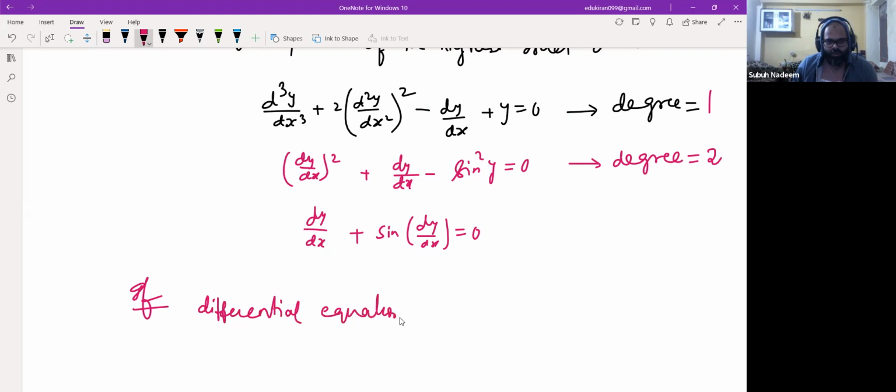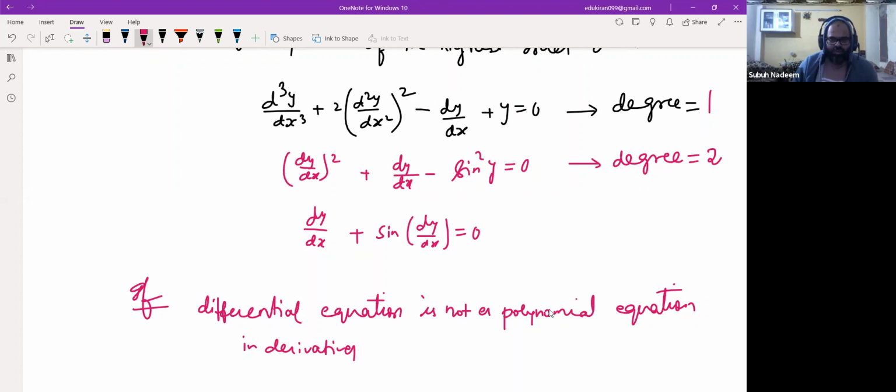If the differential equation is not a polynomial equation in derivatives or cannot be reduced to one, this you can also write, they have not written this. Then its degree is not defined.